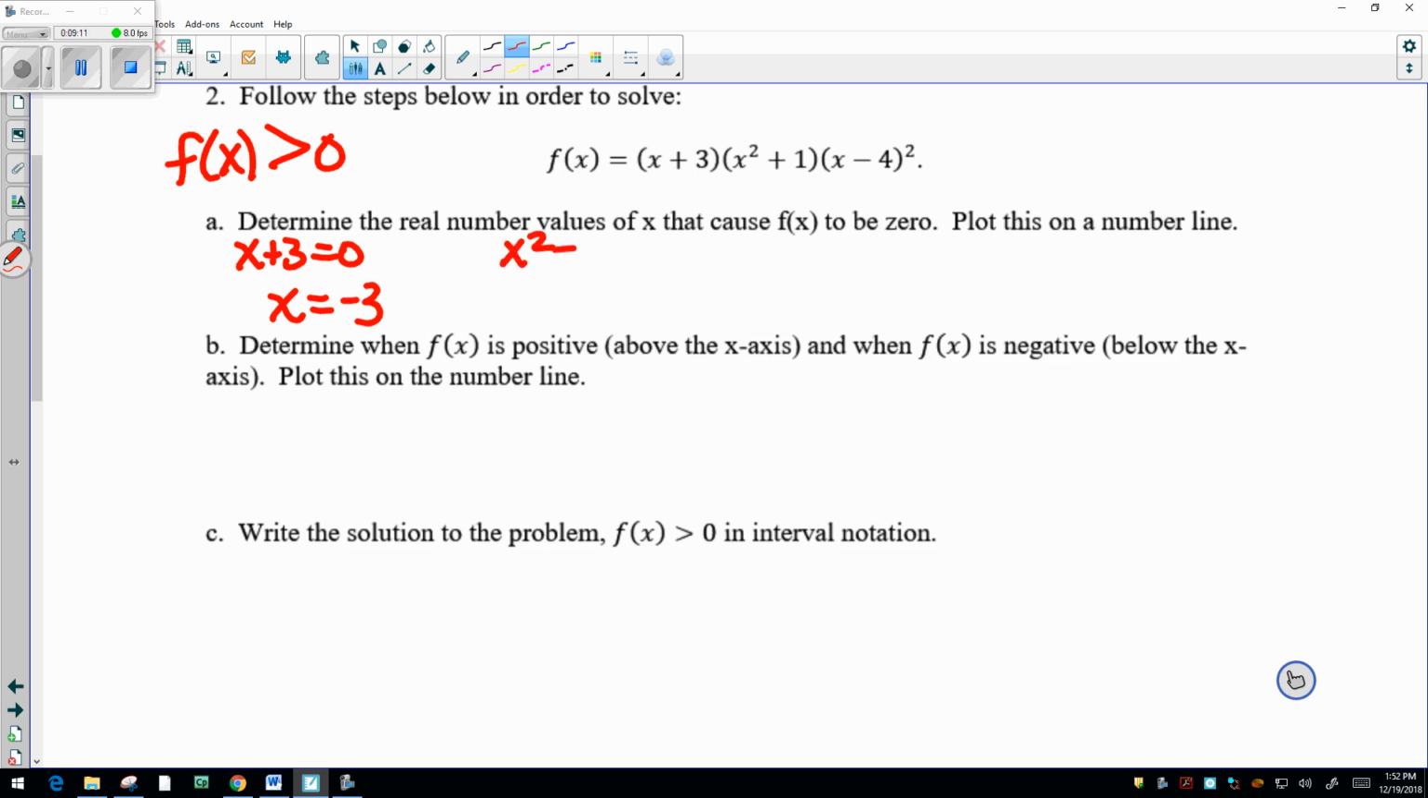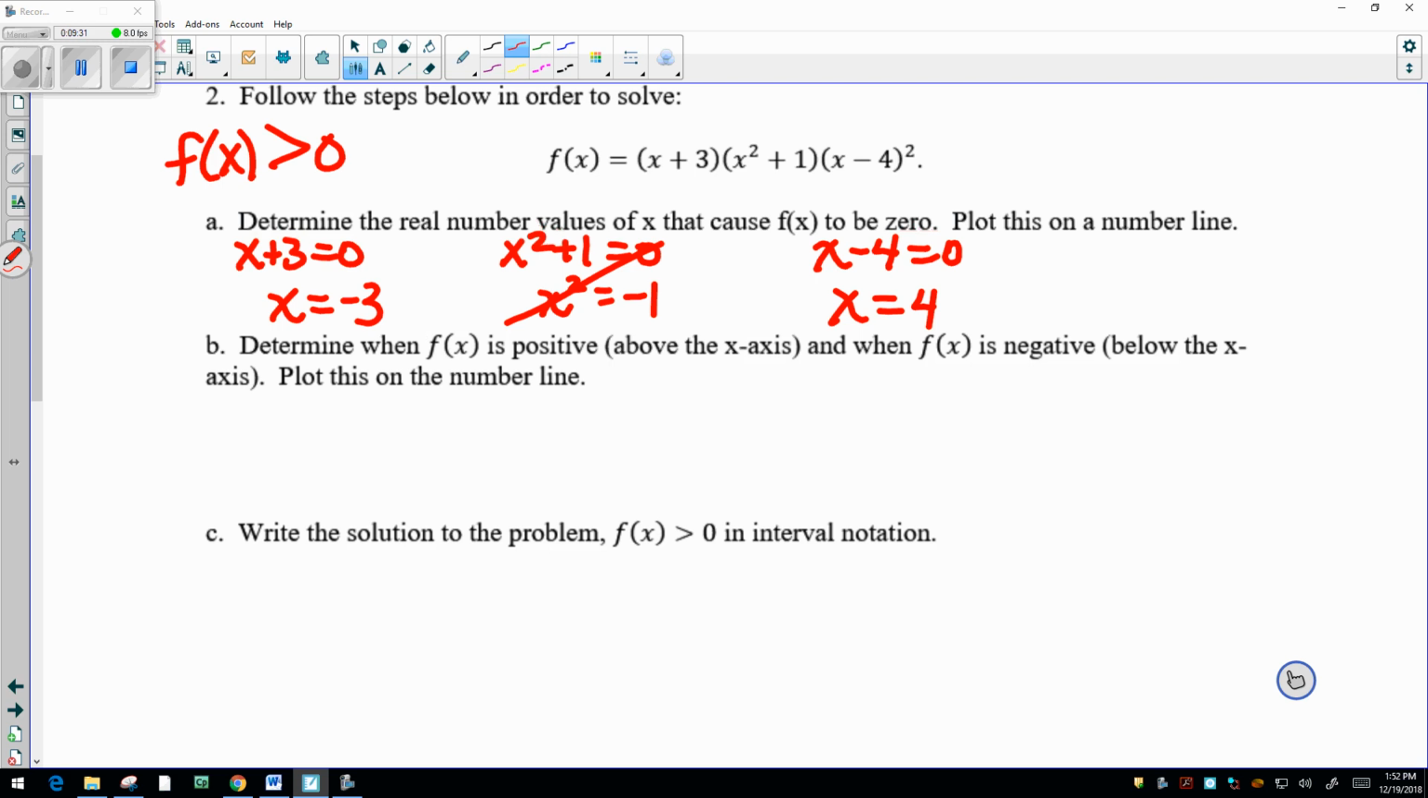If I set x squared plus 1 equal to 0 and solve, that's actually going to show me those are imaginary zeros, so I'm not going to get anything on the number line that I have to worry about. If I have x minus 4 equaling 0, I'm going to have a solution of 4. Now it is squared, so what that means is it's a repeated root.